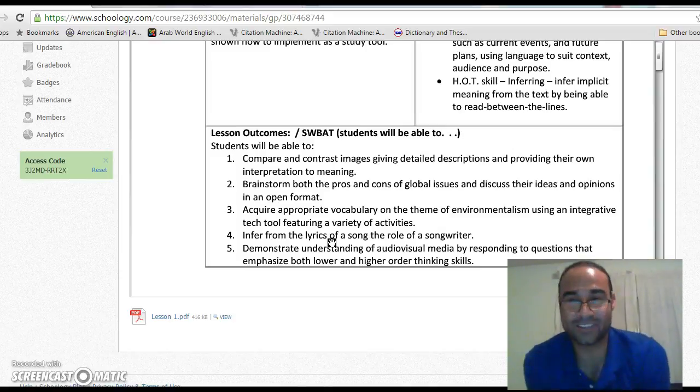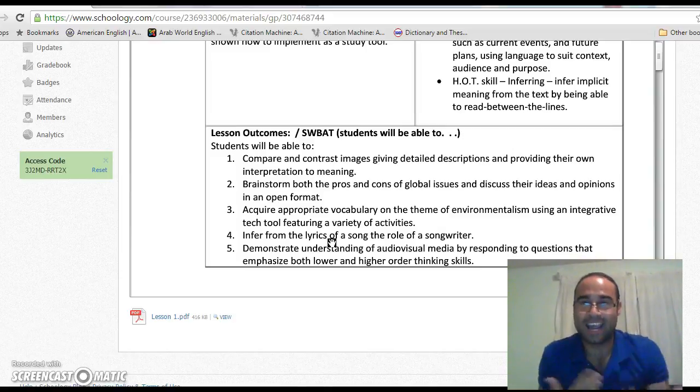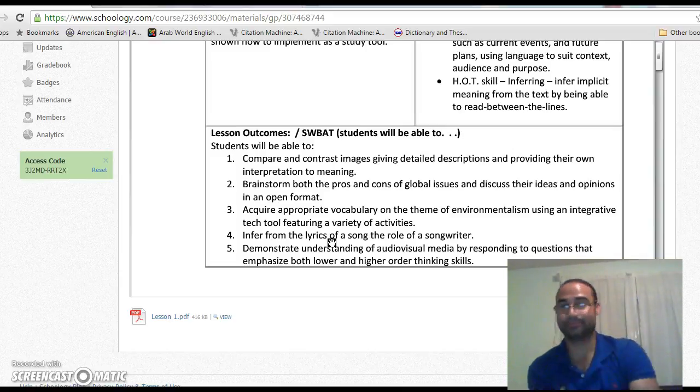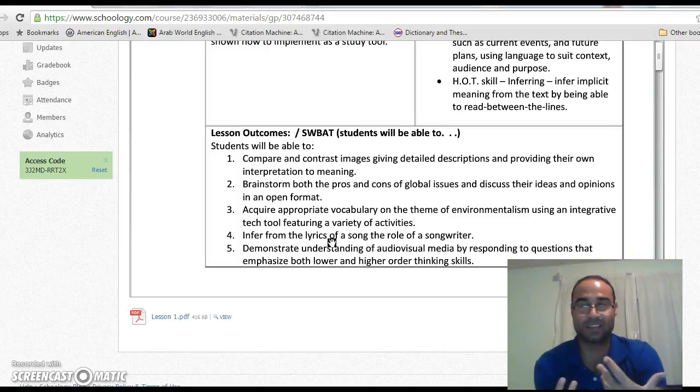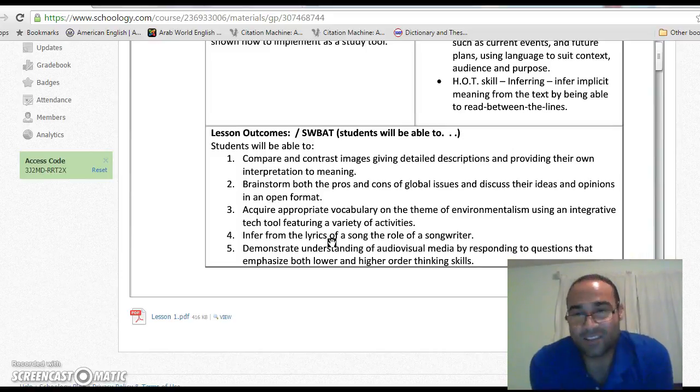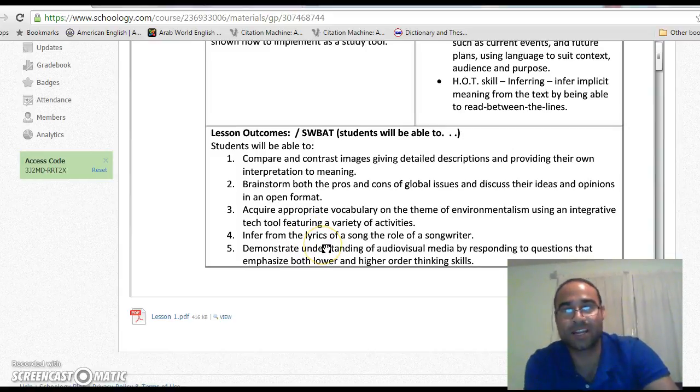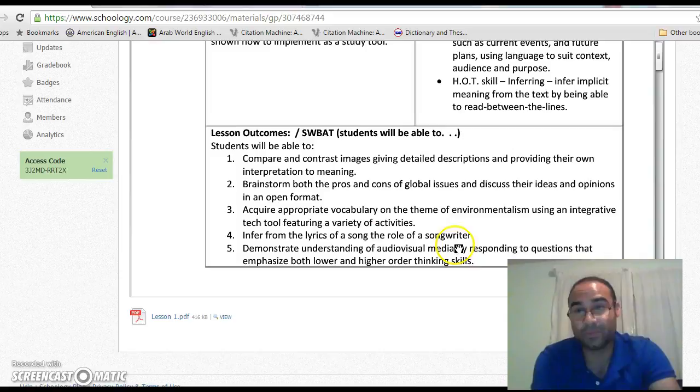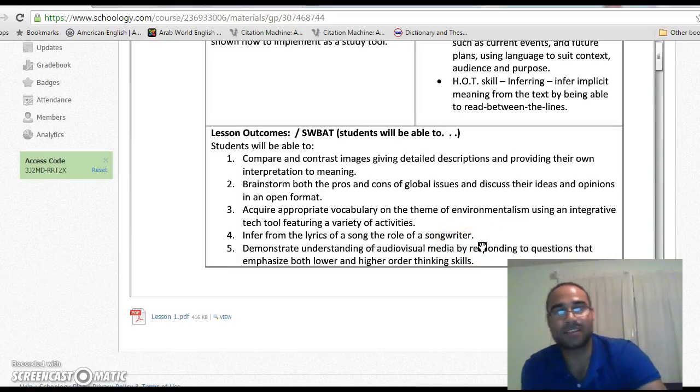He's playing a character in the song, Whose Garden Was This? And I want the students to think about what type of character he is playing. Is he playing a young child? Is he playing an older man? And also thinking about what this song does to predict the future. And then demonstrate understanding of audiovisual media by responding to questions that emphasize both lower and higher order thinking skills.